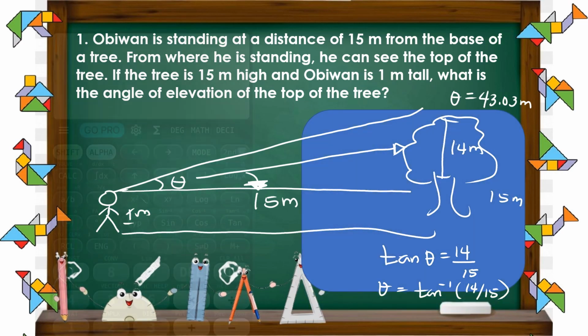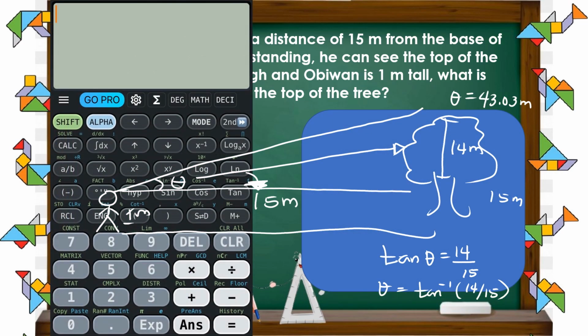So, if you're going to use your calculator, you're going to press shift, tangent, then parentheses, then 14 divided by 15, then the equal sign. So, that's how you're going to answer number 1 of the assessment.